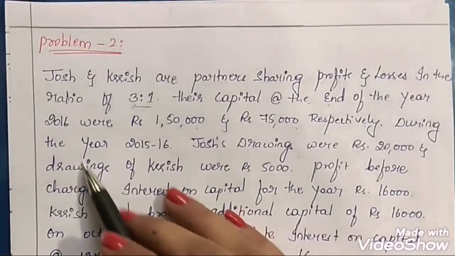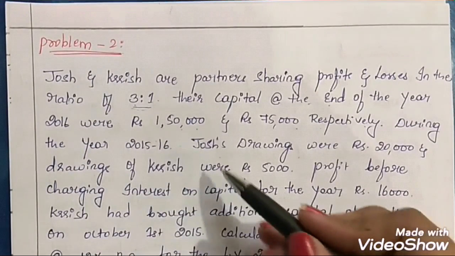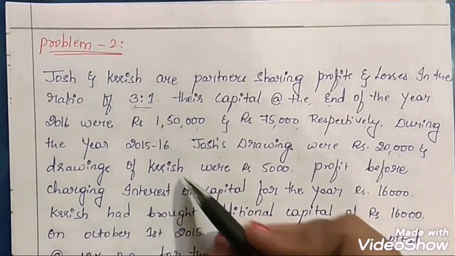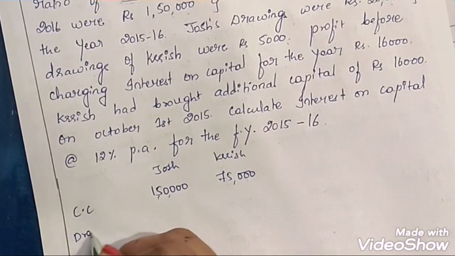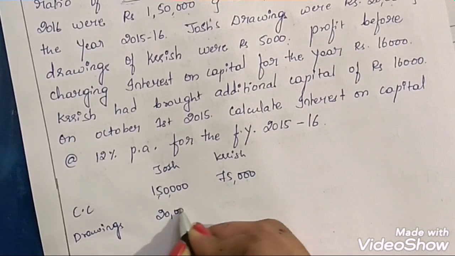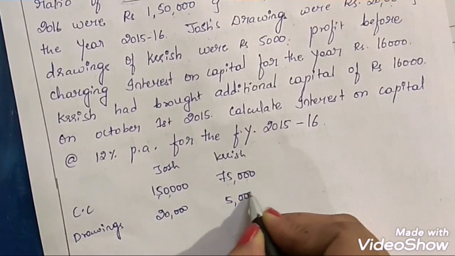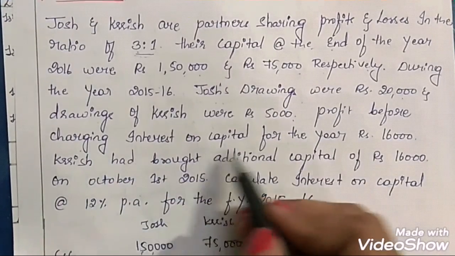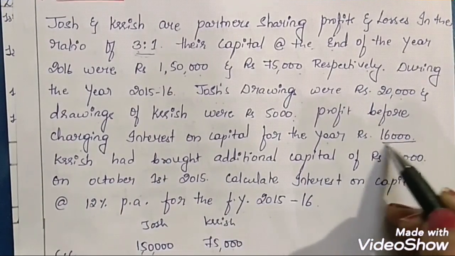Okay. Next, during the year 2015 and 16, Josh's drawings were rupees 20,000 and drawings of Krish were rupees 5,000. So drawings are given. Drawings of Josh are rupees 20,000 and Krish rupees 5,000. Okay. Next, profit before charging interest on capital for the year is rupees 16,000.